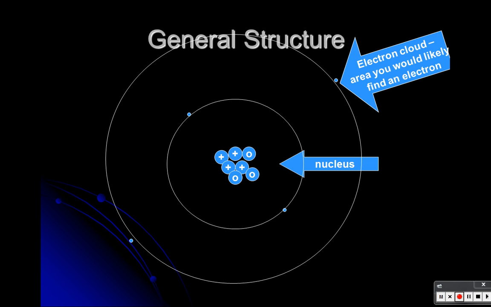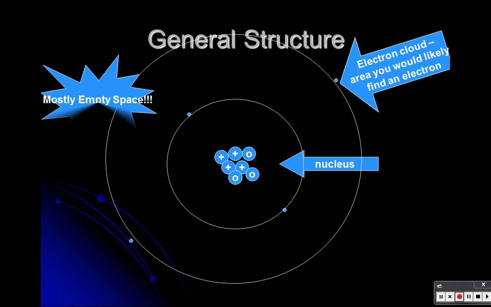And we call that area the electron cloud. The electron cloud, it's not a real cloud, there's no water in it or anything like that, but it's an area where you would likely find an electron, and I'll show you why it's called a cloud in a minute. But then the majority of the atom is empty space. There's empty space between electrons, there's empty space between the electrons and the nucleus. The majority of an atom is empty.